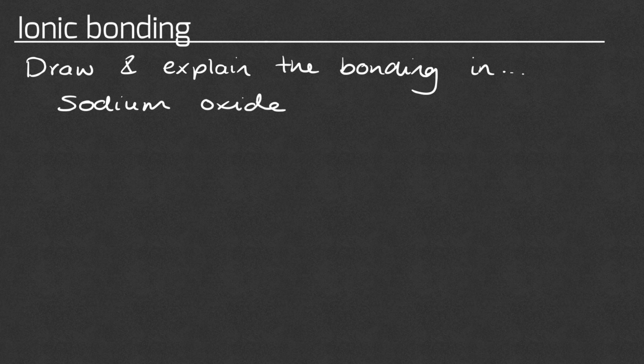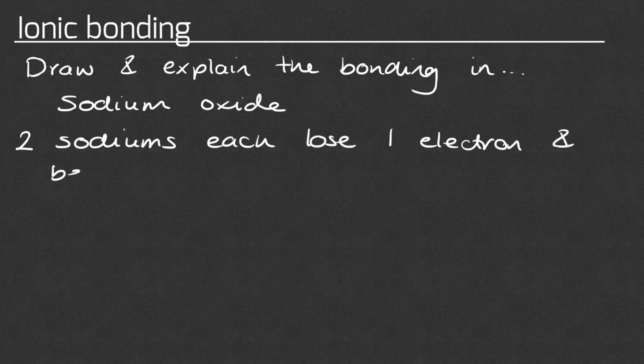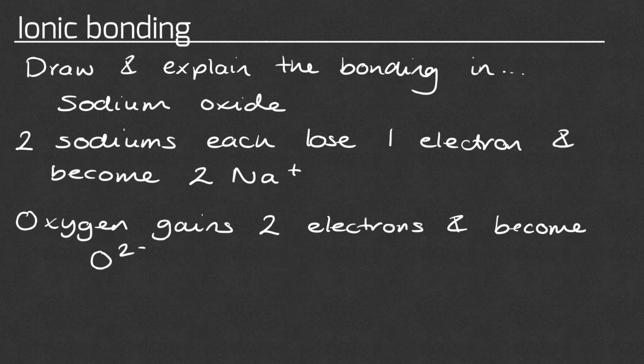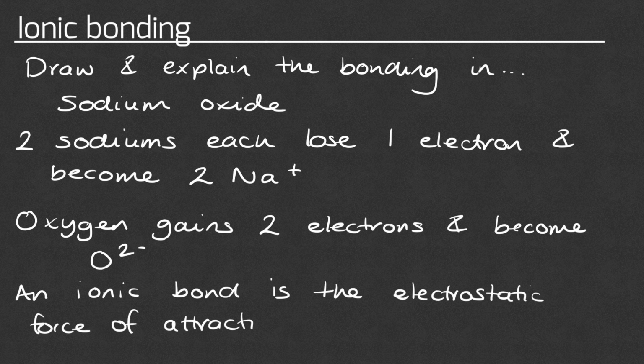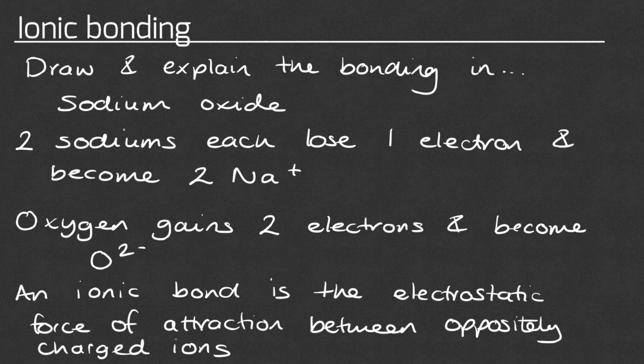We'll then write the sentences to explain what has happened. So 2 sodiums have each lost 1 electron and become 2 lots of Na+. Oxygen has gained 2 electrons and become O2-. And an ionic bond is the electrostatic force of attraction between oppositely charged ions.